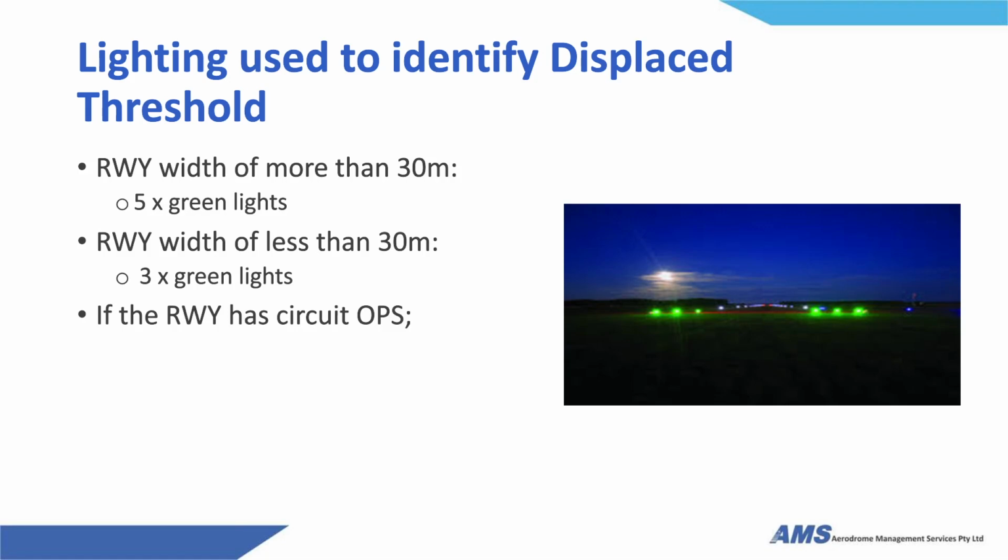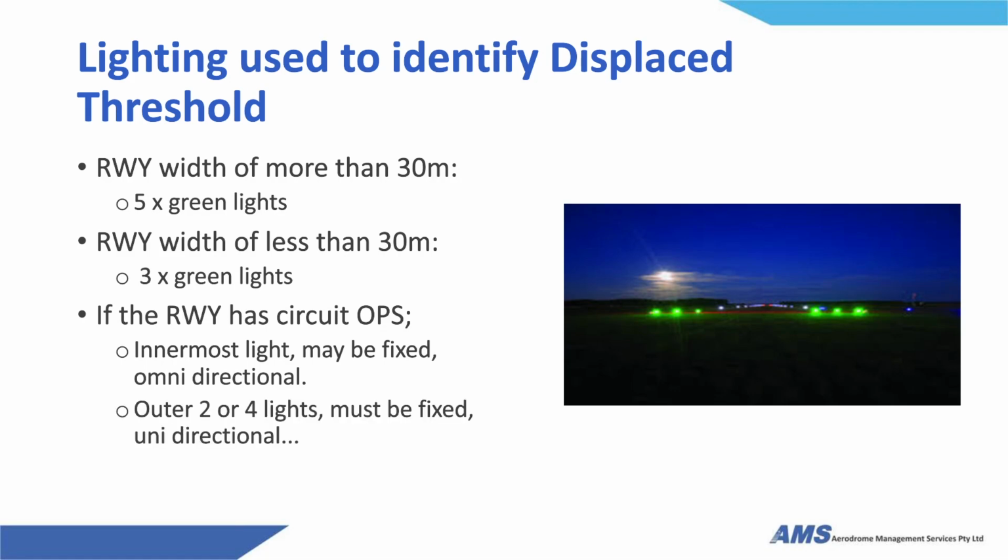If the runway has circuit operations, the innermost light may be fixed and omnidirectional. The outer 2 or 4 lights must be fixed and unidirectional.